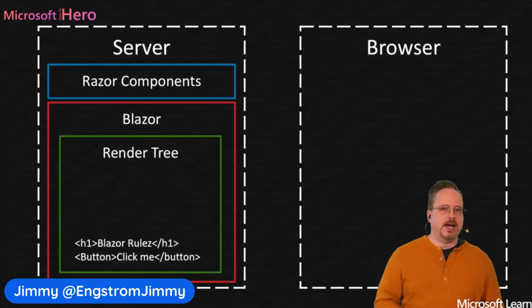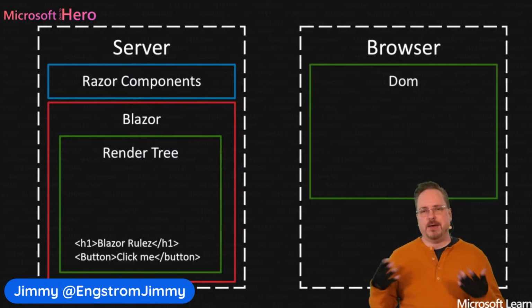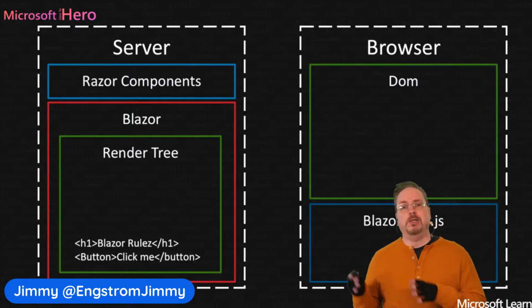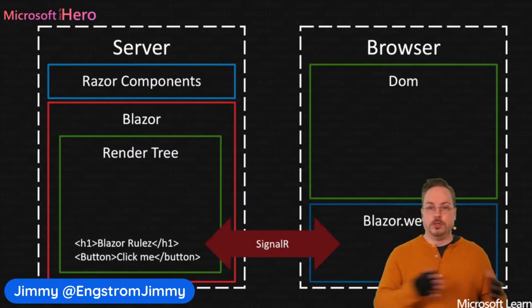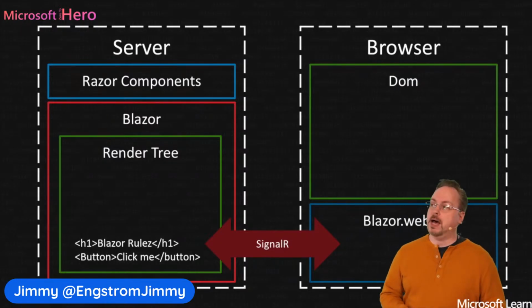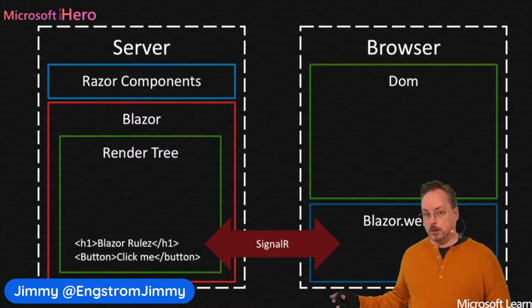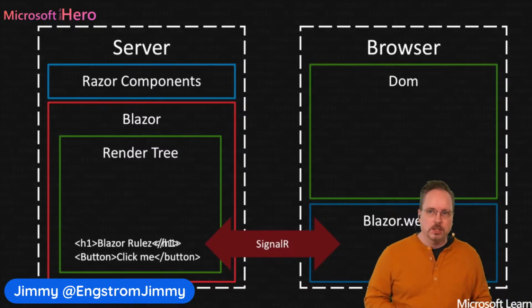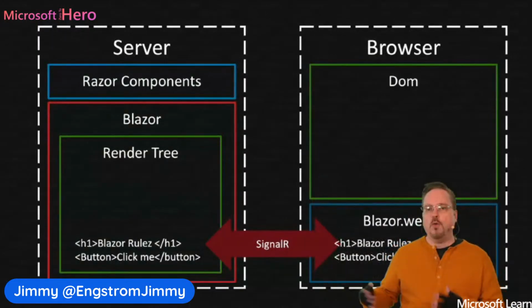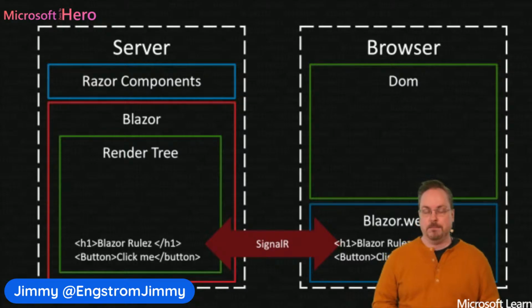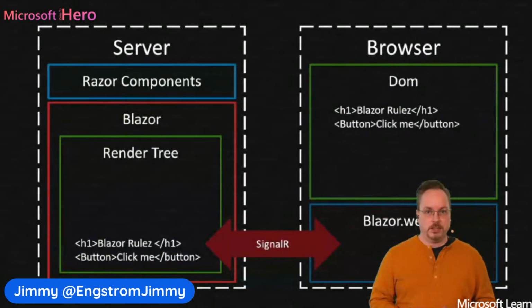Now on the browser side of things, we have the DOM and a little piece of JavaScript. The JavaScript will connect with SignalR to the server. Now the server knows that it hasn't sent anything over, so the DOM is empty at this point. It's going to send over the things that it knows the browser doesn't have yet, and then the JavaScript is going to update the DOM.